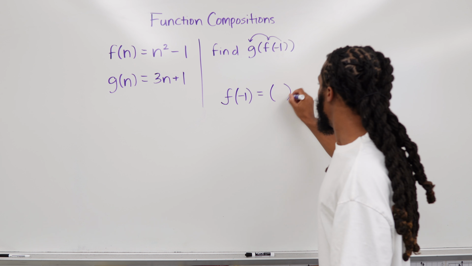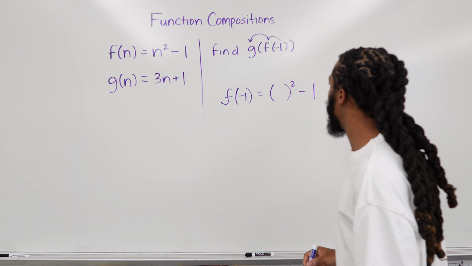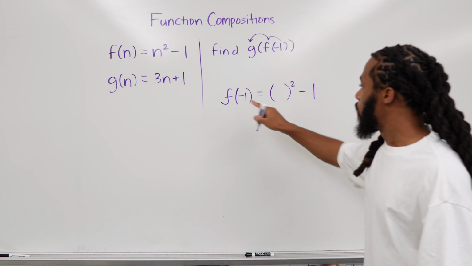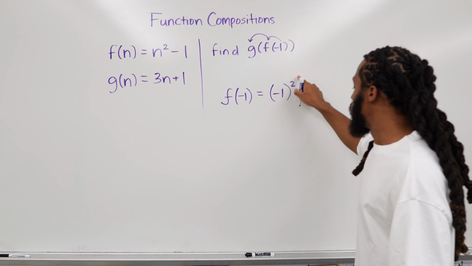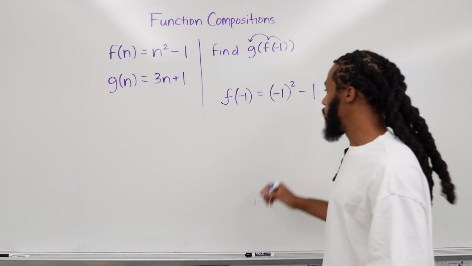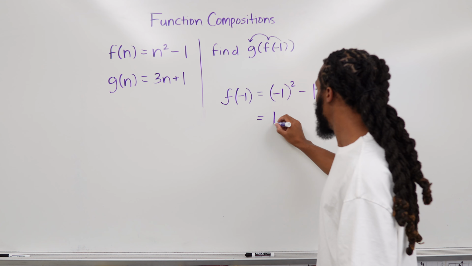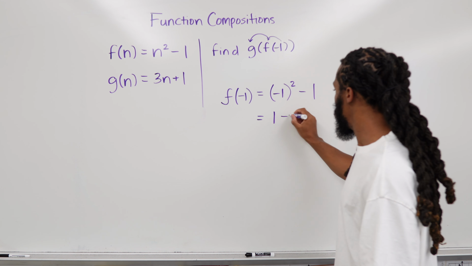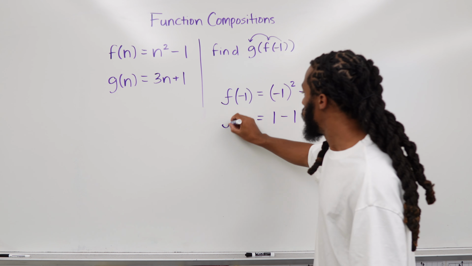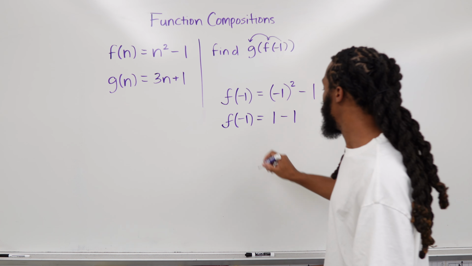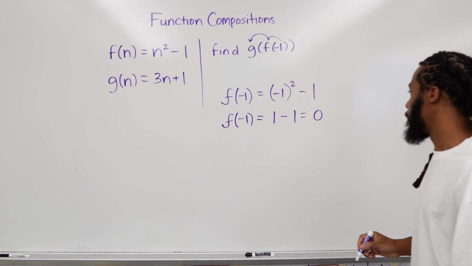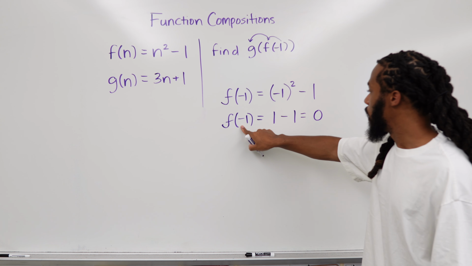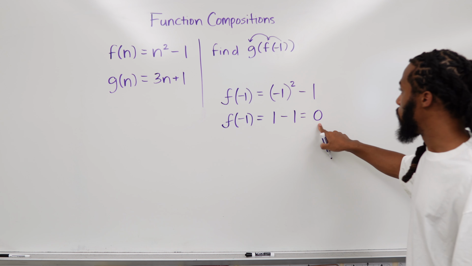which is n squared minus 1. Well, we wrote the f function, now we plug in the -1. -1 squared is -1 times -1, which is +1. And we're going to drop down this -1. So we can see that f of -1, well, what comes out of that function? 0. So the input is -1, what comes out of it is 0.